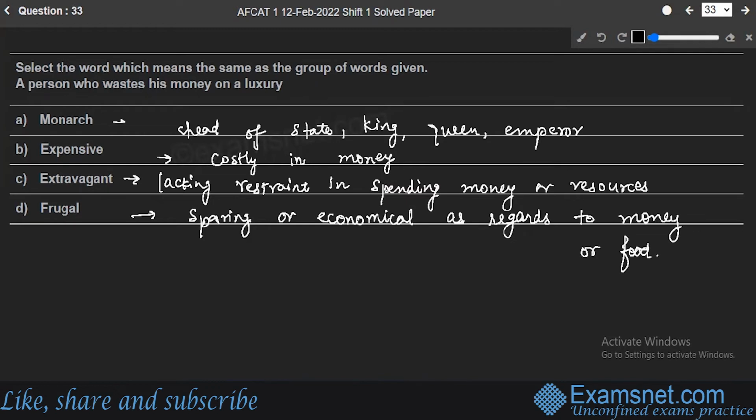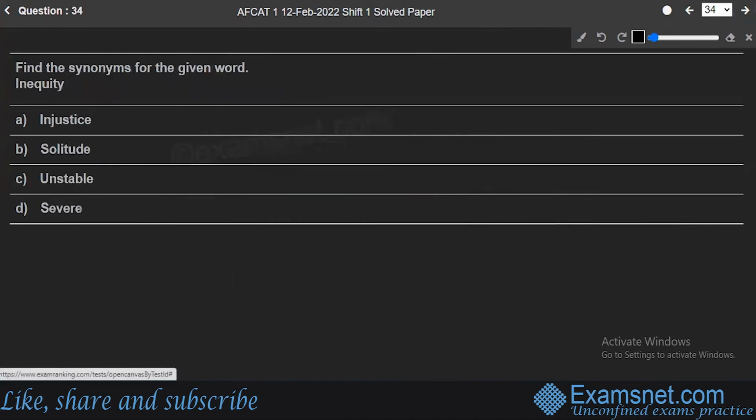So the person who wastes money in luxury, this means extravagant. So lacking restraint in spending money, that means he's spending a lot of money. So this is the correct answer, option C. Hope this is clear.